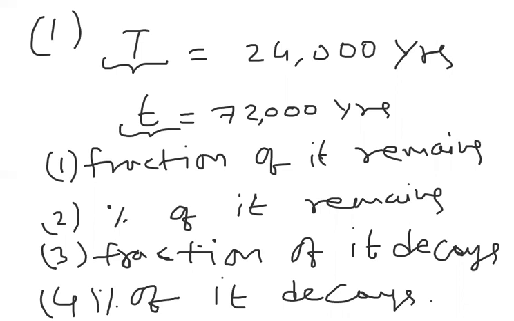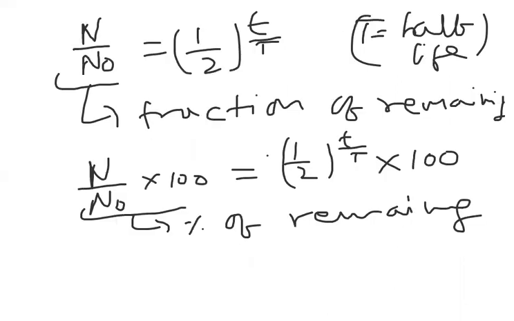So 24 into 3 is 72. In this problem, N by N naught equals 1 by 2 whole power t by capital T, which is 72 by 24, that is 3. So 1 by 2 cubed is 1 by 8. This is the fraction remaining, 1 by 8.